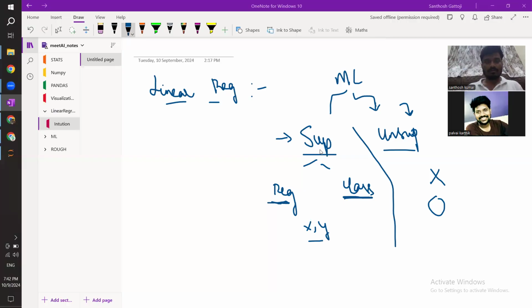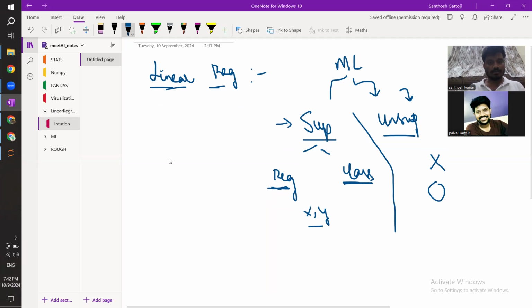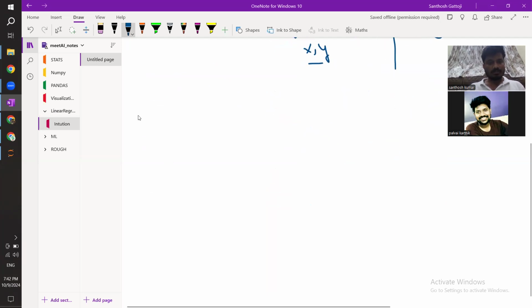So that is regarding regression. Over here, linear regression, as I said, is the basic regression algorithm. Now coming to linear regression, let's see a few points about it. First and foremost, it is a simple algorithm, guys. It's simple.